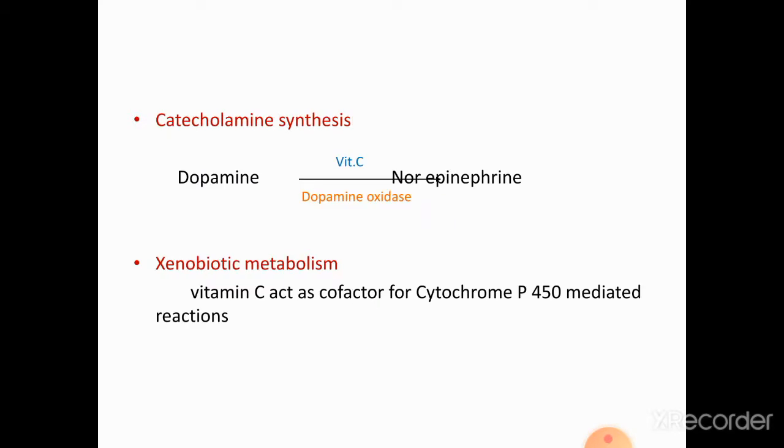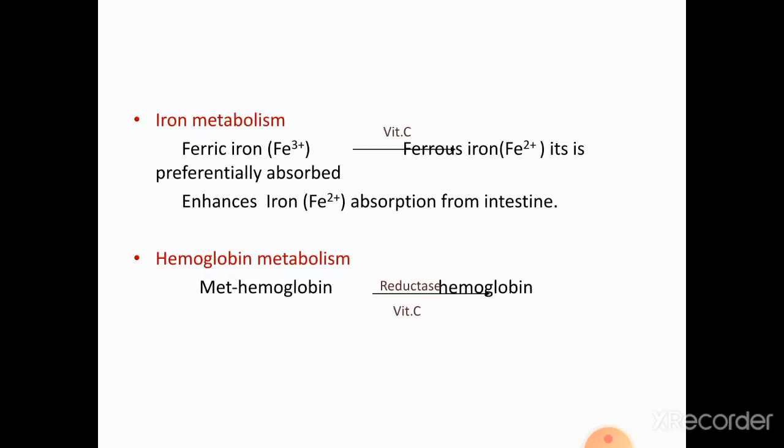Next, in catecholamine synthesis, dopamine can be converted to norepinephrine with the help of vitamin C dependent dopamine oxidase. Next, it is helping xenobiotic mechanisms. Vitamin C acts as a cofactor for cytochrome P450 mediated reactions.